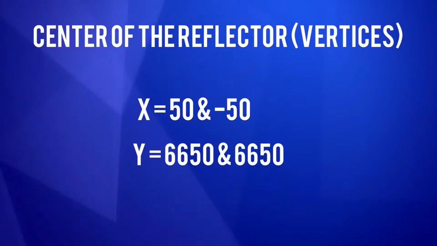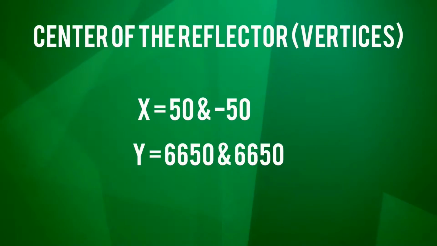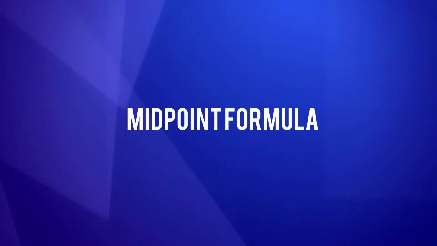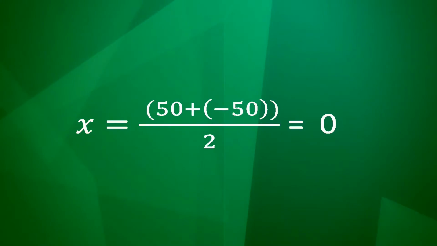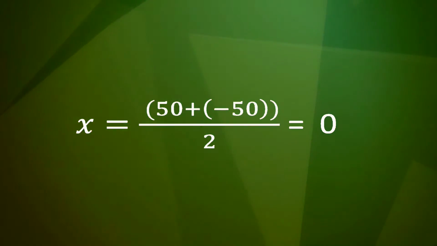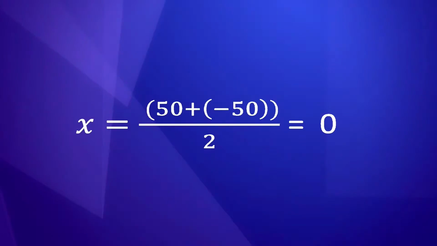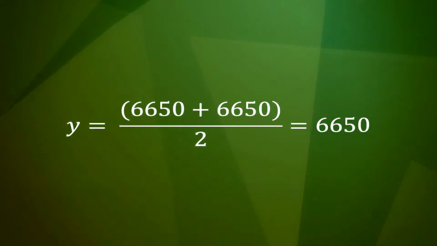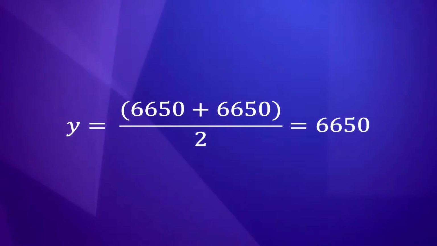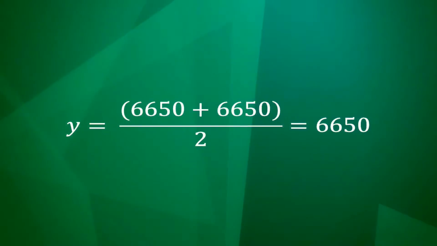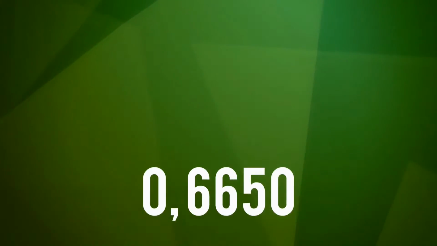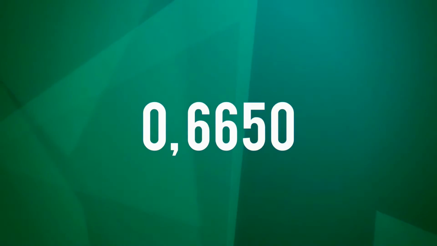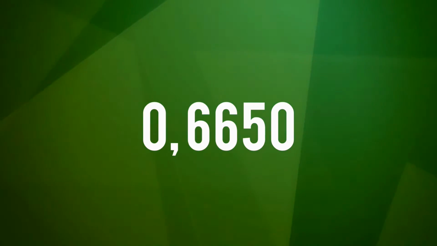Given the vertices of the hyperbola, or the center of the reflectors in this regard, we can find the center of the hyperbola using the midpoint formula. X is equal to 50 plus -50 divided by 2, which is equal to 0. Y is equal to 6650 plus 6650 divided by 2, which is equal to 6650. Center at 0, 6650 coordinate, which is h and k respectively.